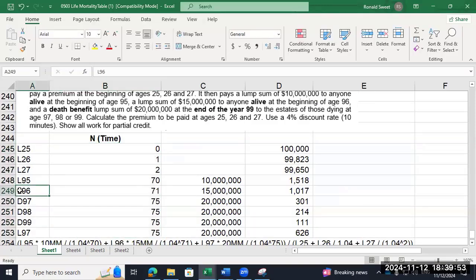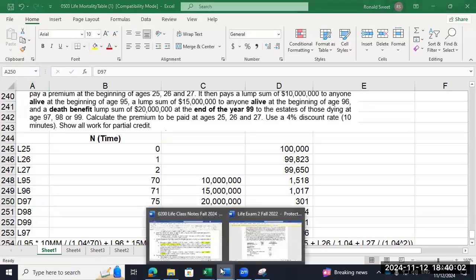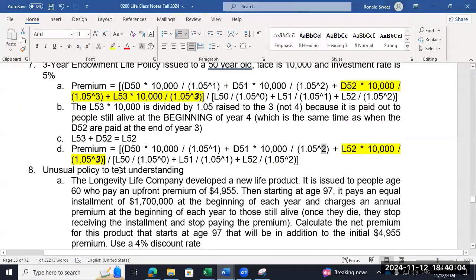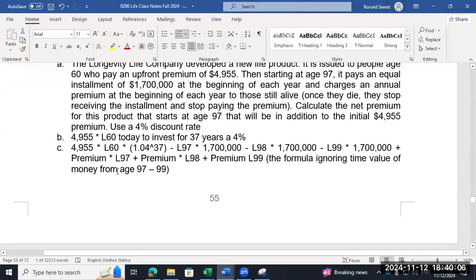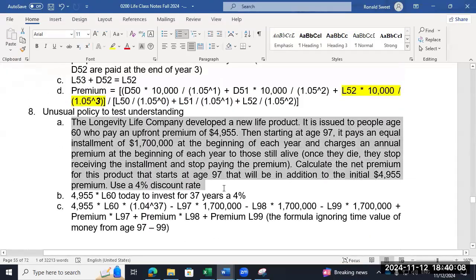So if it's an L, just subtract. If it's a D, subtract and add 1. As long as you remember that, it's very, very, very simple. Yeah, I don't like this product. This one was really too difficult.